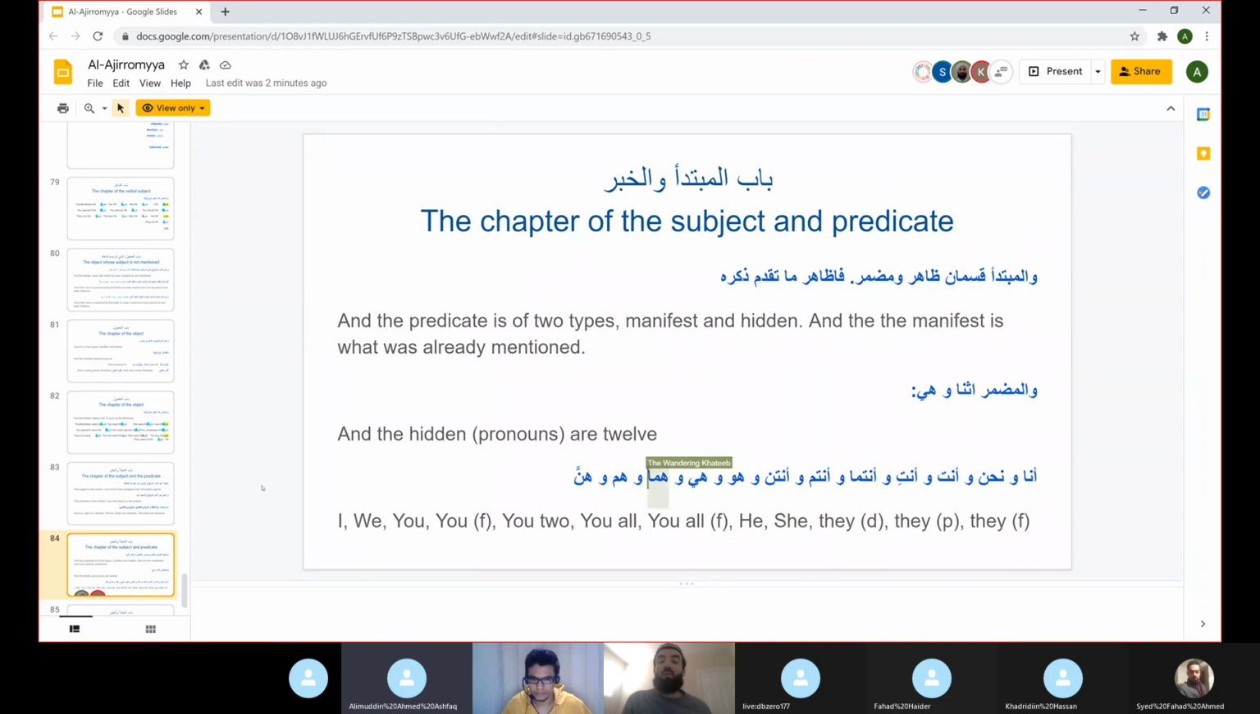Huma means they, but the dual. Like I said, dual falls under plural in English. So when we say they, you can use they for two people, but in this case, they is for the dual. Something interesting about the dual is that it is shared between females and males, meaning both the feminine and masculine dual would be huma.